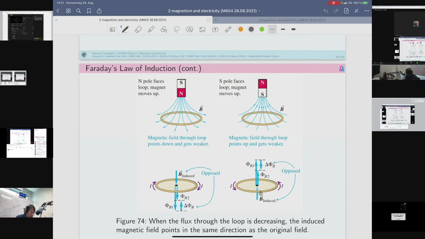It has a closed loop, right? Whether it has a rectangular shape or a circular shape doesn't matter. The important thing is that we have the closed loop of the conductor. That's what we could expect.